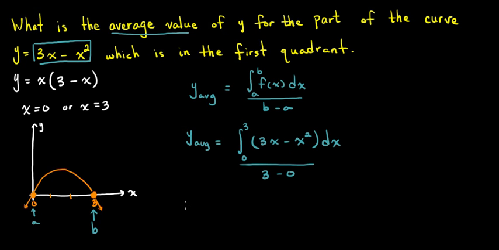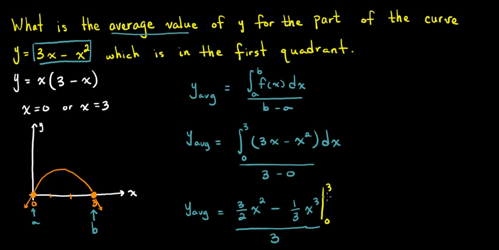So again, cleaning this up just a tad bit more, the antiderivative of 3x, we're going to get, let's see, 3 over 2 x squared minus, and now the antiderivative here, we will get a 1/3 x cubed. And remember, this is all divided by 3 minus 0, which is 3. However, keep in mind that we cannot forget to evaluate this integral from 0 to 3.